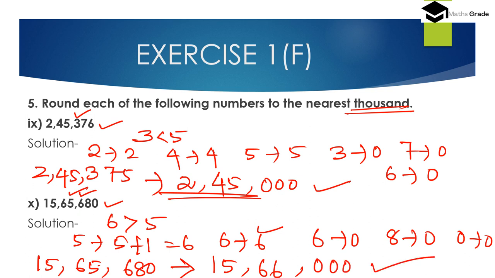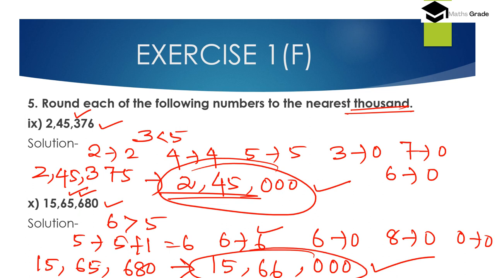Now 2,45,376 rounded up to the nearest 1000 is 2,45,000, and 15,65,680 rounded up to the nearest 1000 is 15,66,000.